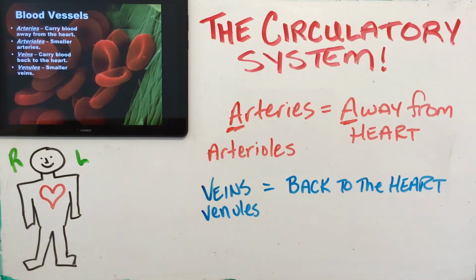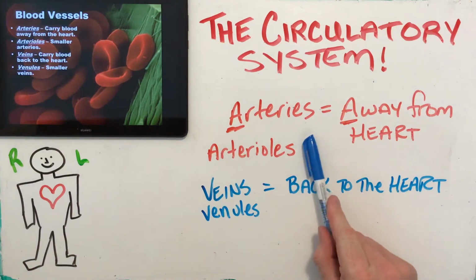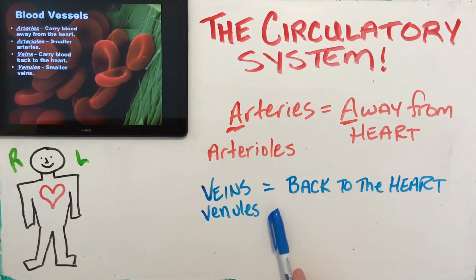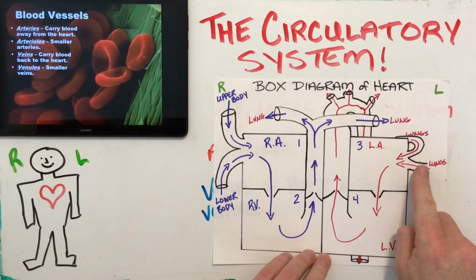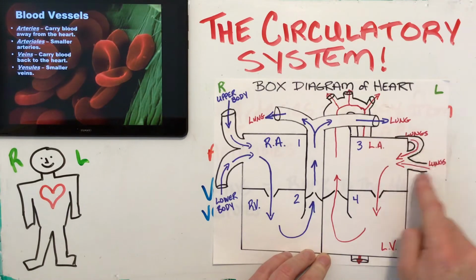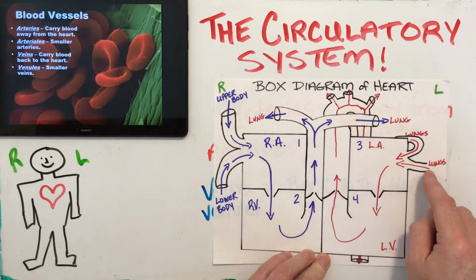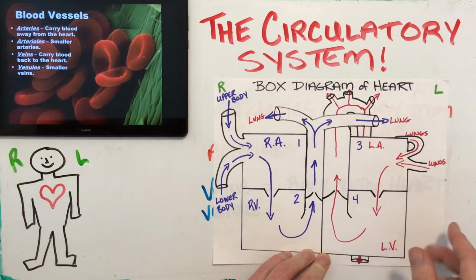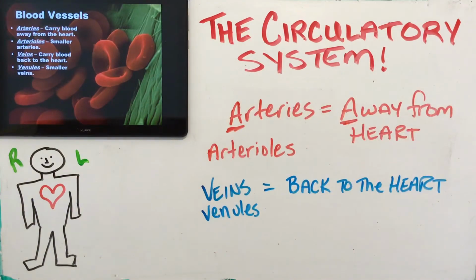Now, most arteries carry oxygen-rich blood. Most veins carry oxygen-depleted blood. But again, here's the pulmonary vein, and it's returning to the heart from the lungs, and it's got oxygen-rich blood. So again, it's not always an oxygen thing.